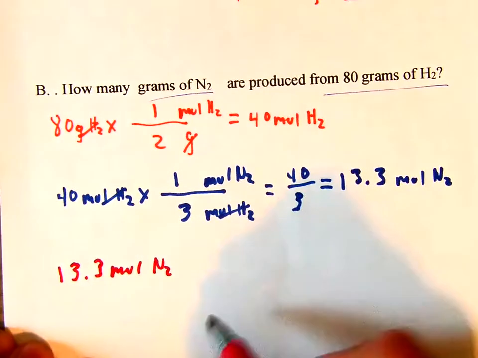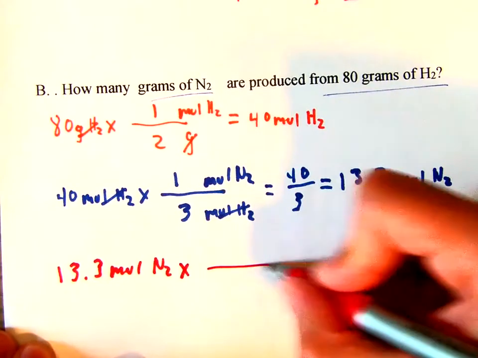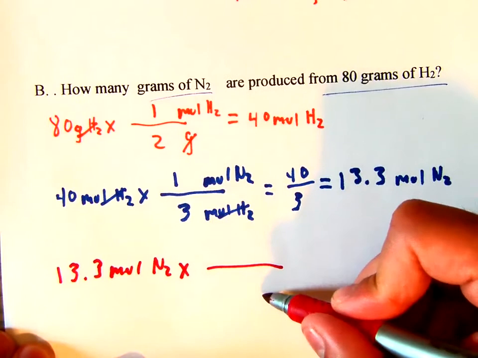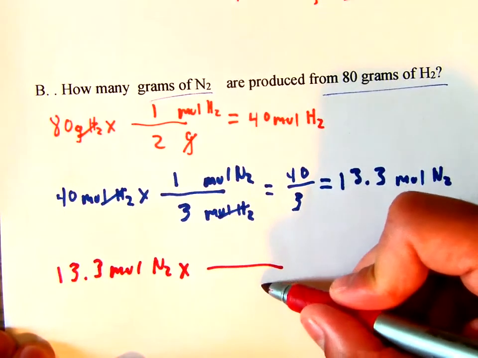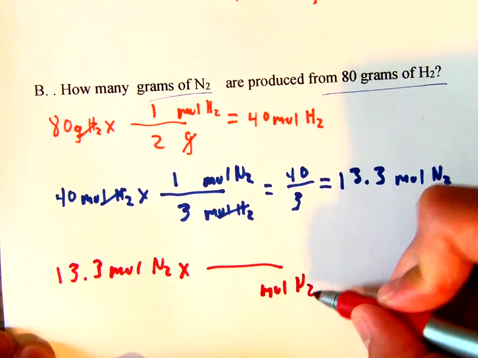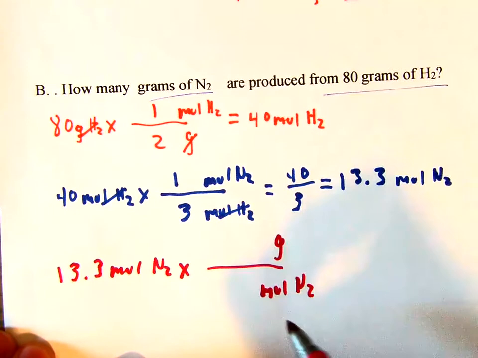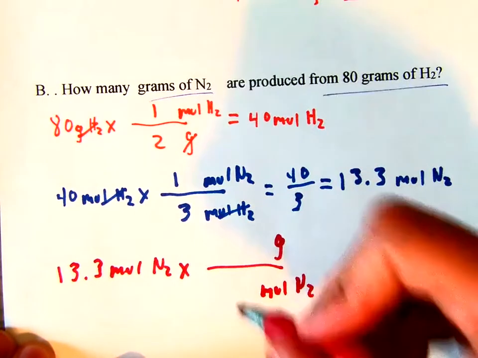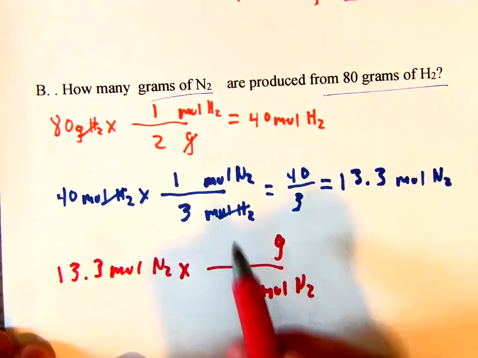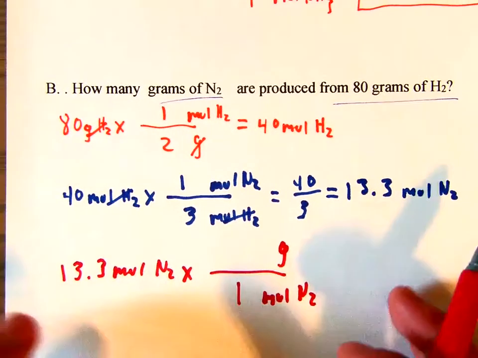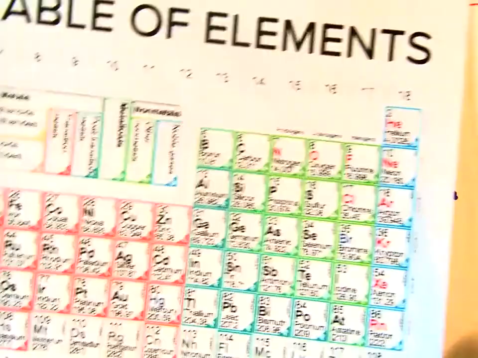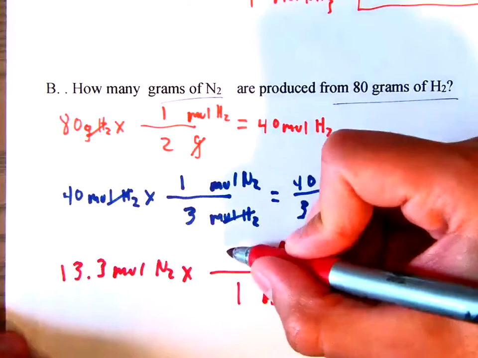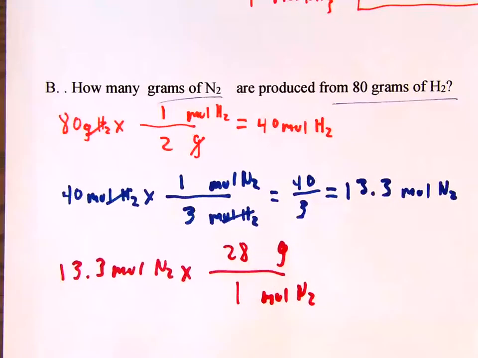Now, let's just go units first. Moles of N2 in the bottom, grams on top. Whenever I'm going from moles to grams, I always use 1 mole, because that's what the periodic table tells me. So N2: nitrogen has a mass of 14, and I have 2 of them, so that gives me a mass of 28 grams.